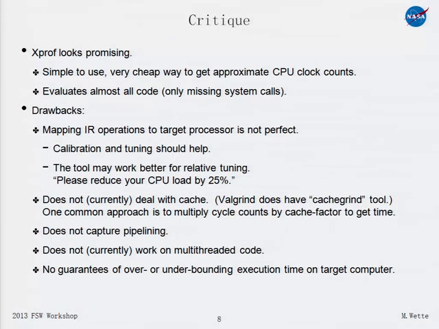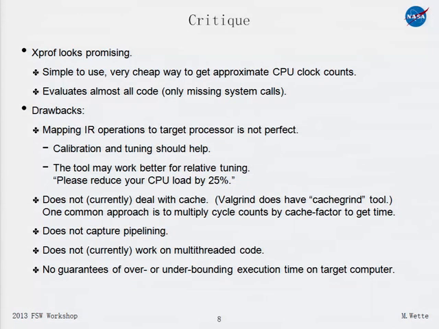So for this tool, he's been working on it for a little bit. He feels it's promising. It's simple to use, a very cheap way to get approximate CPU count statistics. Evaluates almost all code, only missing system calls. But the drawback is mapping intermediate representation operations to a target processor is not perfect. Calibration and tuning could help. The tool may work better for relative tuning, so it might give you an idea to reduce your CPU load by 25% or something like that. So it could give you essentially the metrics. It gives you coarse metrics essentially.